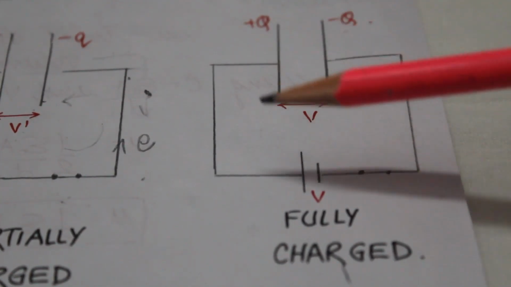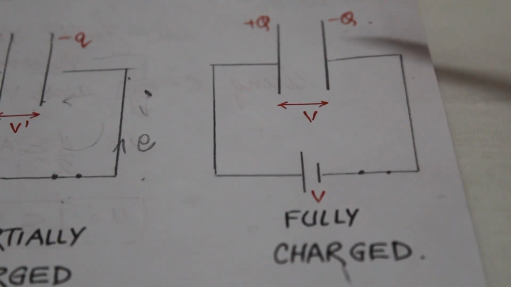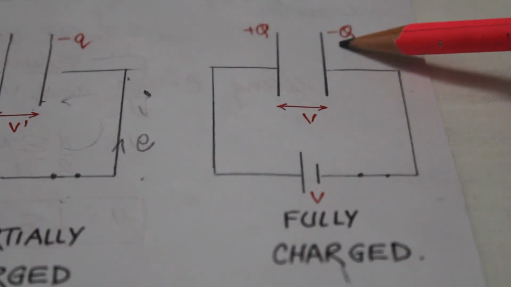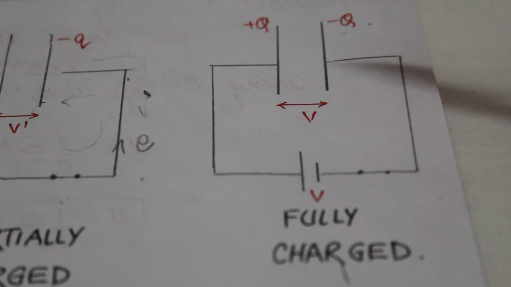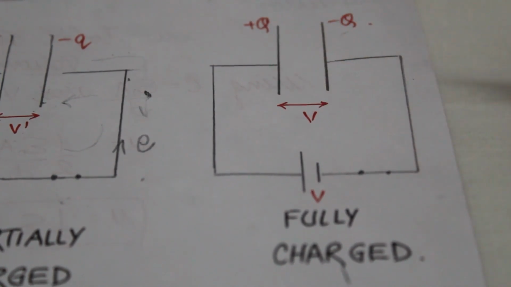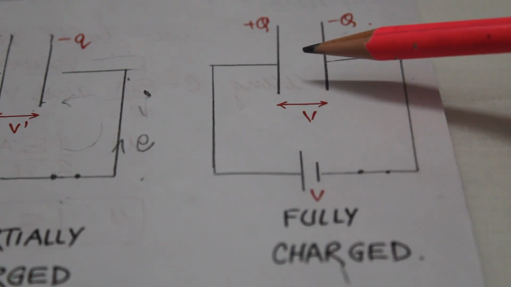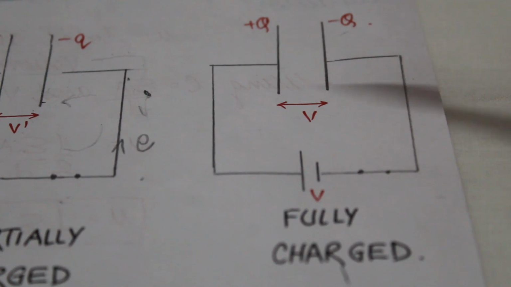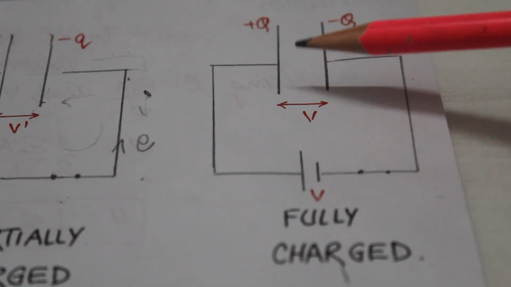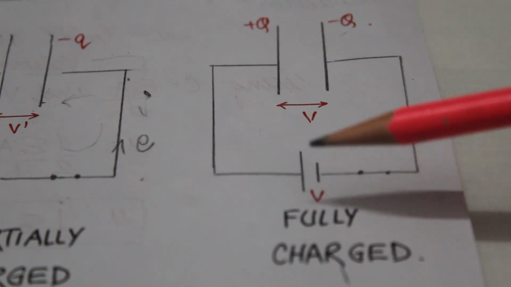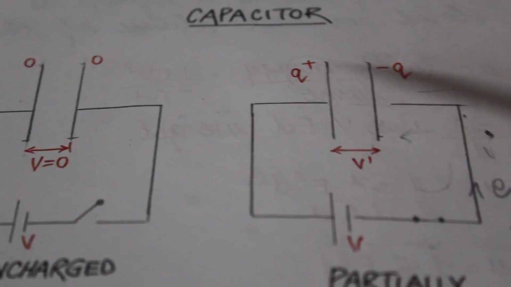Once the parallel plate capacitor is fully charged, minus capital Q will arise on the right plate, whereas plus capital Q will arise on the left plate. Since it is fully charged, there will be no further transfer of charge. In that case, the potential across the parallel plate capacitor will be equal to the potential of the battery, which is given by V. Now coming to this diagram.